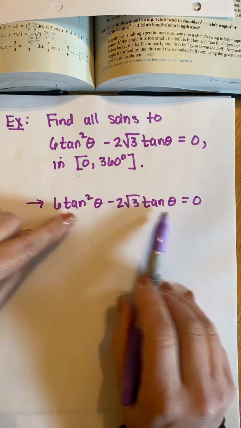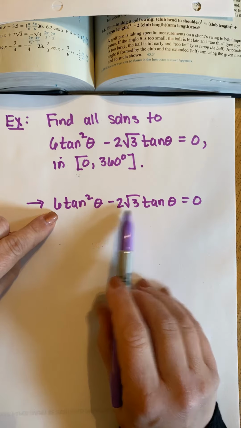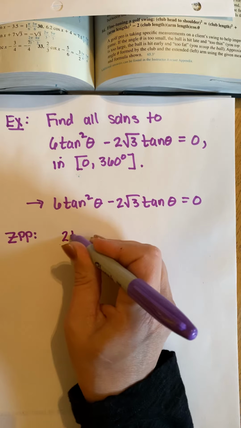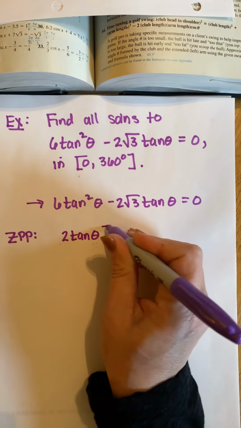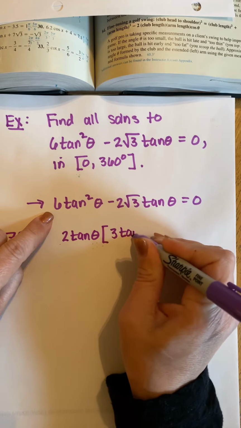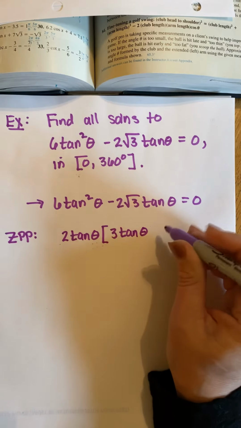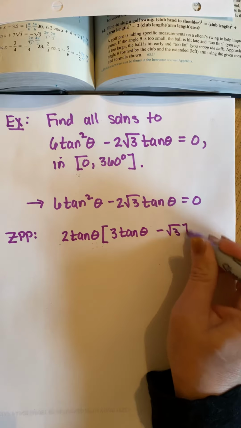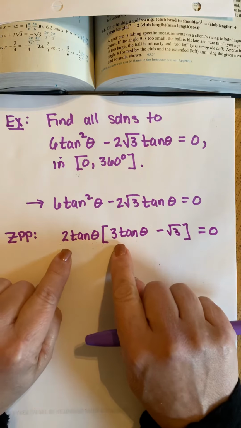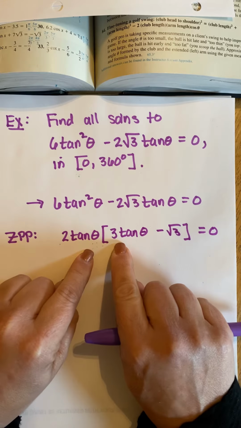So what I look for here is common factors. They both share a common factor in the coefficient of 2, and then they both share a tangent. So notice if we pull out 2 and tangent of theta, what's left is 3 and 1 tangent left. And then here, we took out the 2 and the tangent of theta, so we're going to have the square root of 3 left over. Let's just multiply it back through: 2 tangent theta times 3 tangent theta is 6 tangent squared of theta.